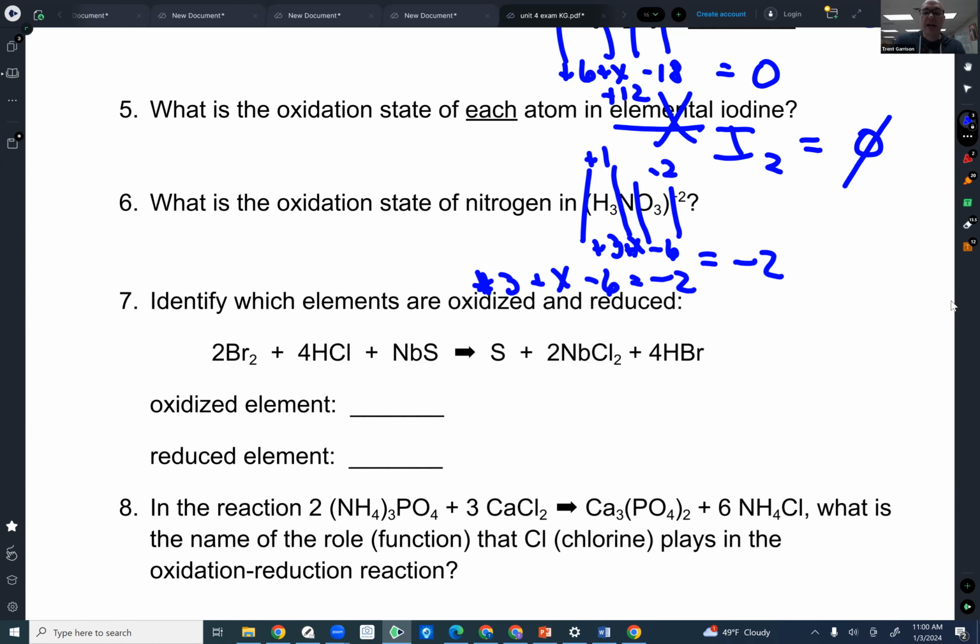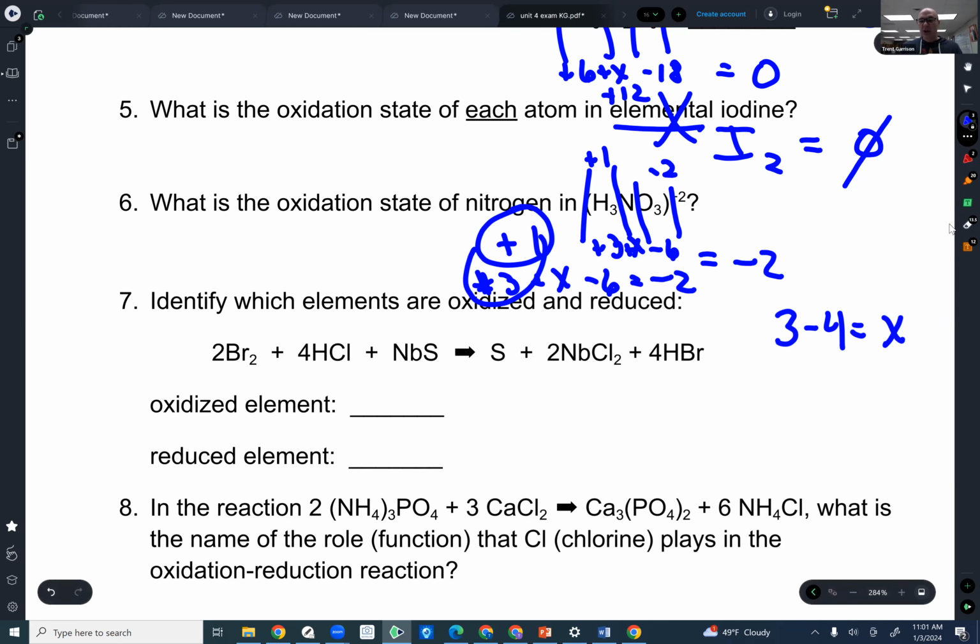-2. So what we've got here is 3 minus 6. That would make this a +3 if it were to equal 0, but it's not. It's equal to -2. So in other words, we've got 3 minus 4 equals x. So my value for the nitrogen is going to end up being a +1, because 3 plus 1 would be +4, -2 would give me -2.